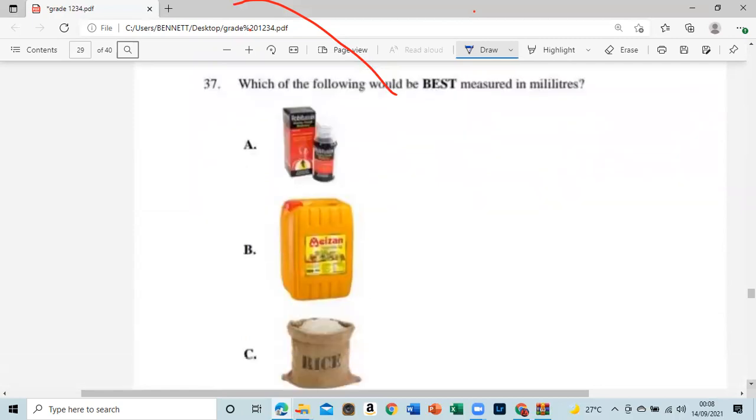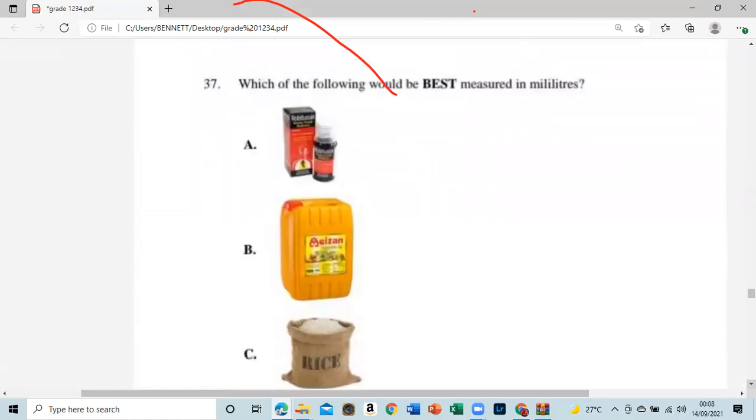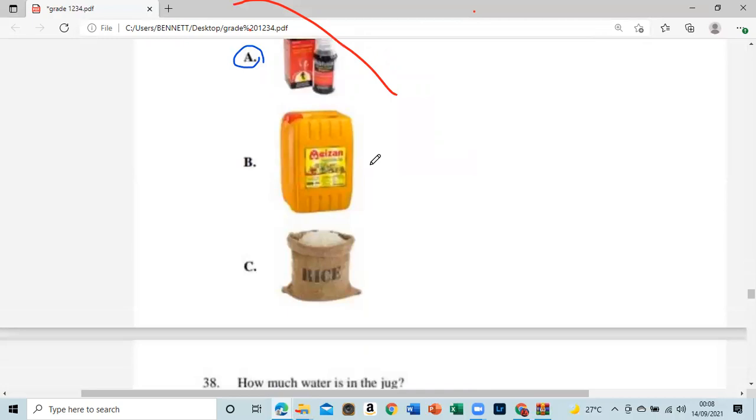All right. Which of the following would best measure a milliliter? We are going with the medicine. And again, your teacher would have discussed this with you. Milliliter and so forth.